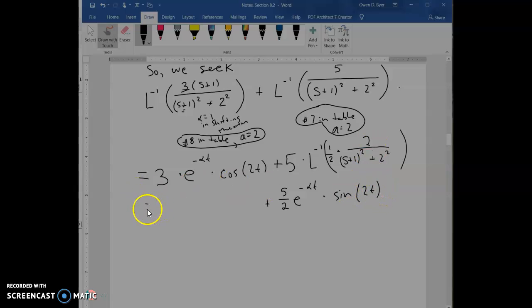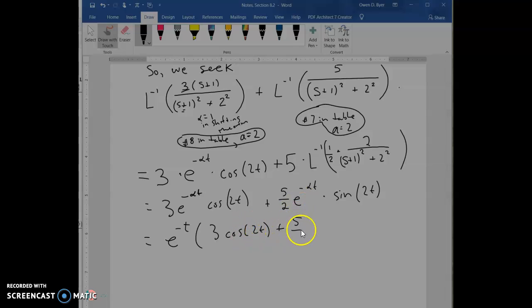And over here we had 3 e to the negative alpha t cosine 2t. Of course, we can pull out the e to the negative t, since alpha is 1. And then we're left with 3 cosine of 2t plus 5/2 sine of 2t. All right, so that finishes that example. Next we'll do another example that's like it from the exercises.